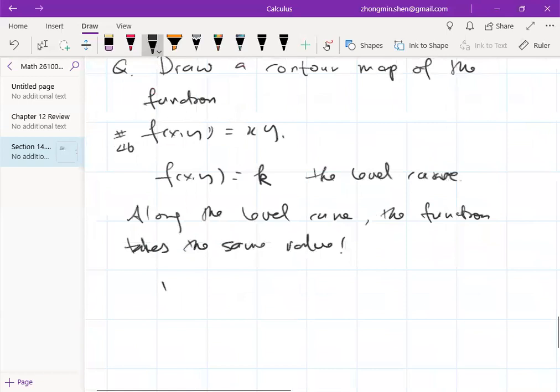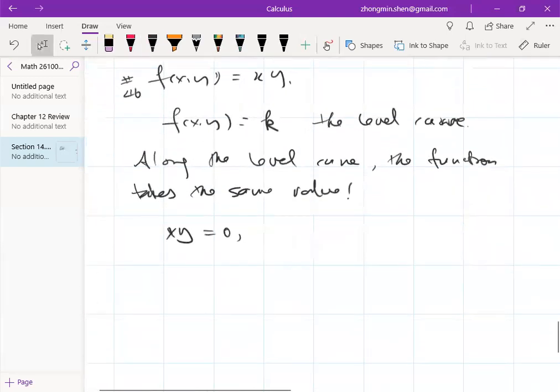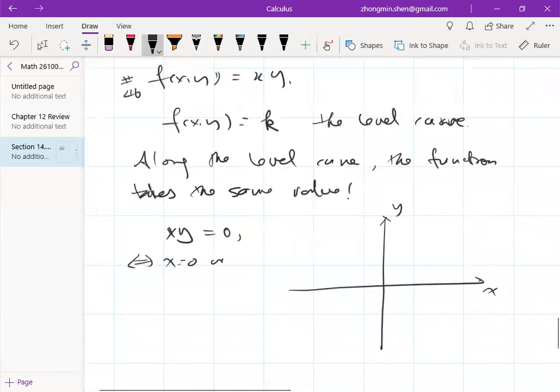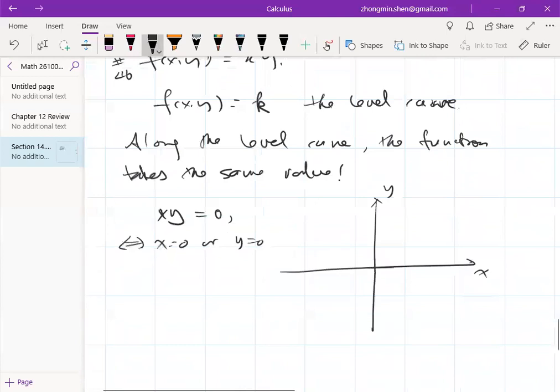Right. So x times y equals, let's say, 0, or x times y equals 1. Let's draw this graph. When x times y equals 0, either x is 0 or y is 0. So you get two curves, two straight lines. It's hard to draw, it's just the x and y axes.